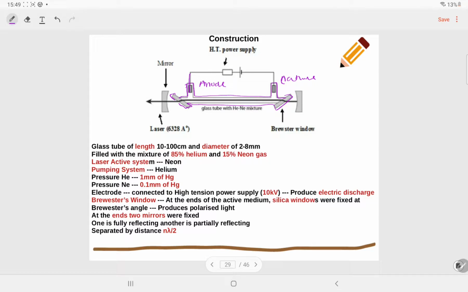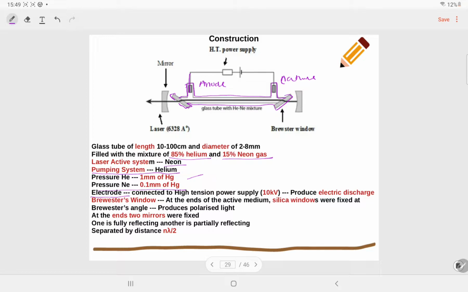with a mixture of 80% helium and 20% neon gas. So the mixture is helium 80 to 85%, and neon is the remainder. The active system is neon. For the pumping system, helium is used for the pumping scheme. Electrical pumping is used here. The pressure of helium is 1 millimeter of Hg. The pressure of neon is 0.1 millimeter of Hg.